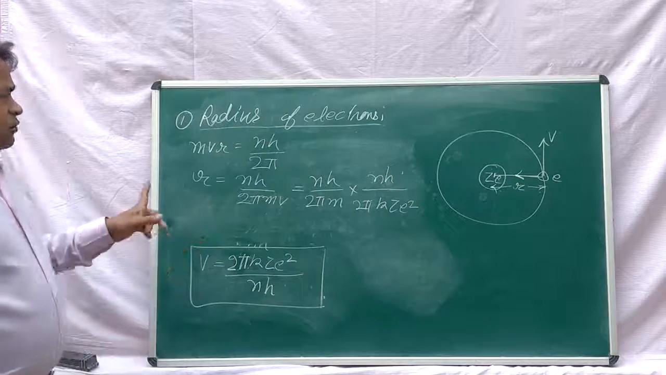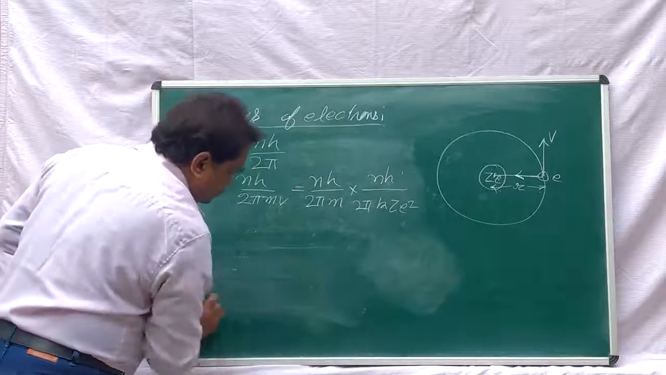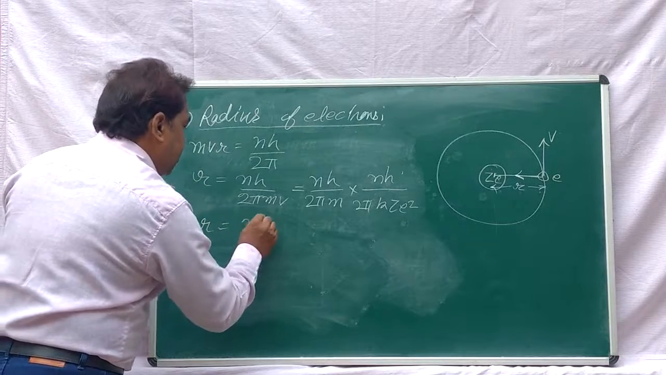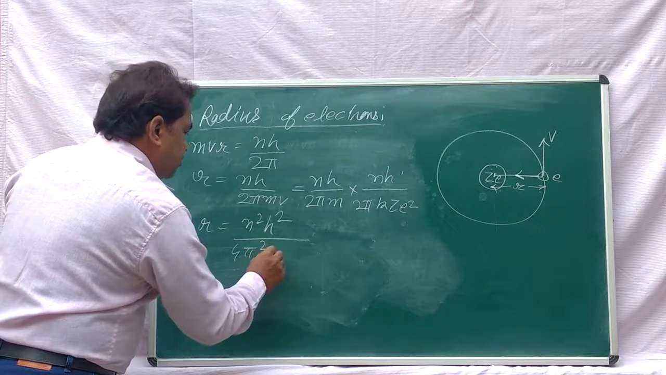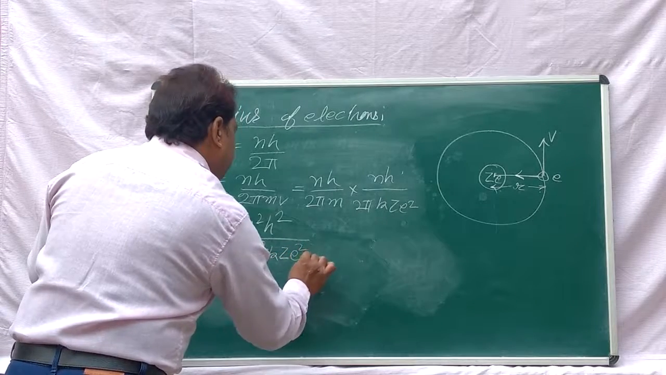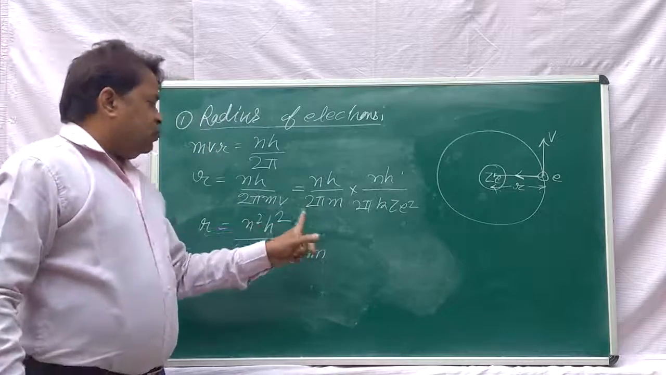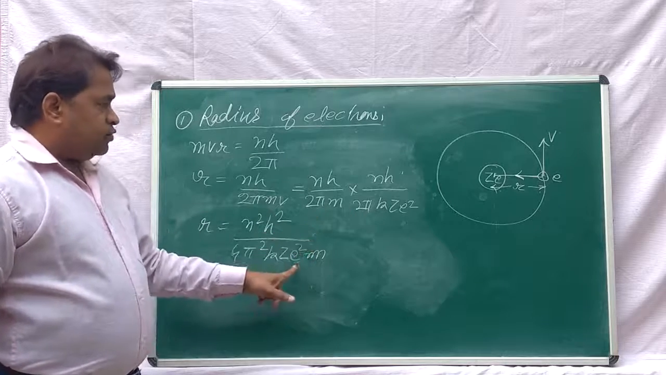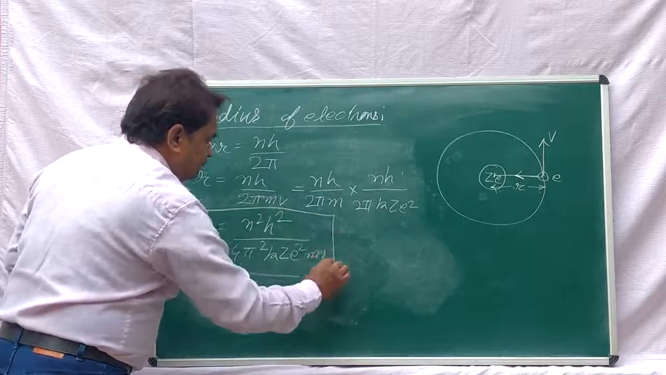Okay friends, so now this is the formula for radius, and finally we can write it like this. So it will become R is equal to n square h square upon 4 pi square k z e square m. So the final formula for Bohr's radius is this.